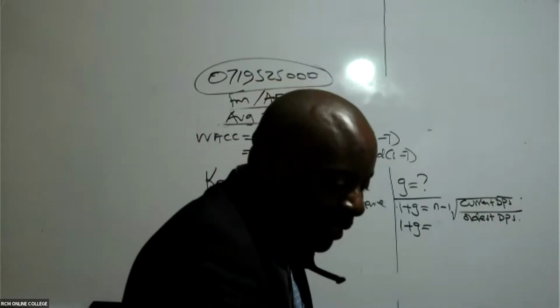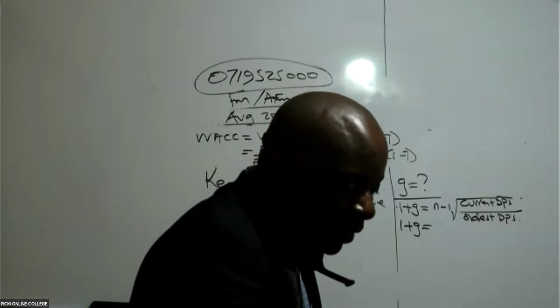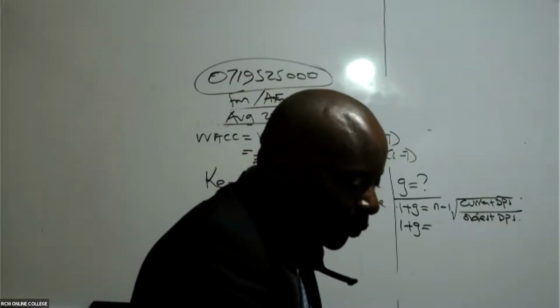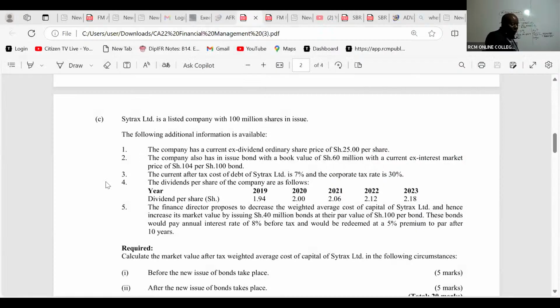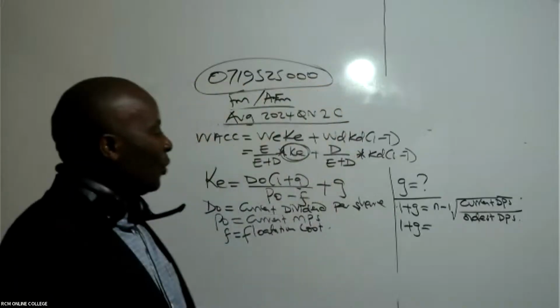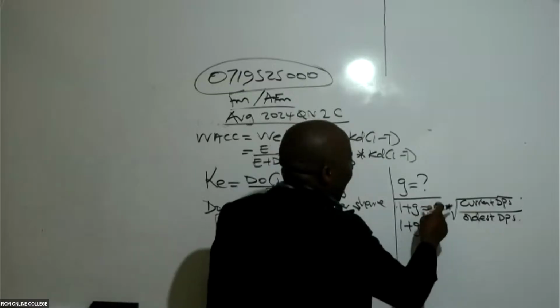In the question provided, they have given the dividend amounts. You can see in note number 4, the dividends per share of the company are as follows. From 2019, they've given us these dividend amounts. So now how many years do we have here? We have 1, 2, 3, 4, 5. These are 5 years. So we have here n is 5.